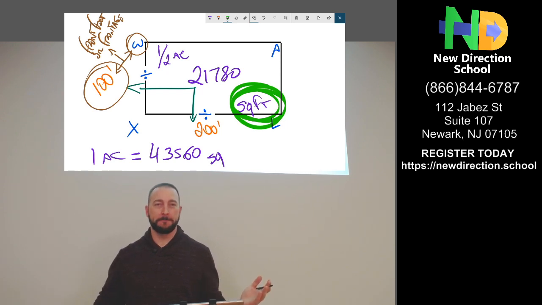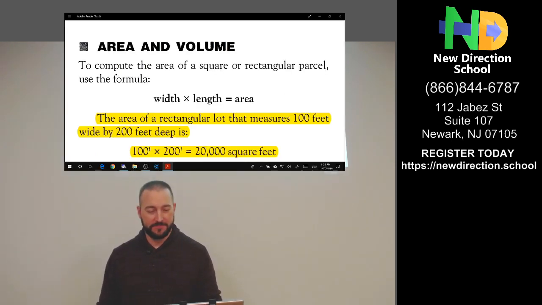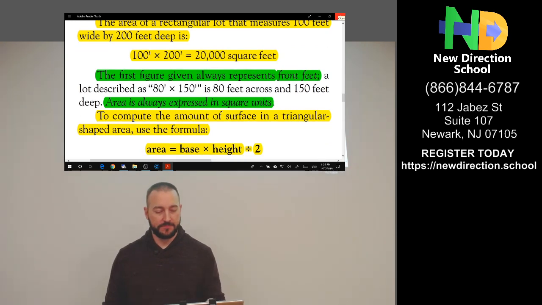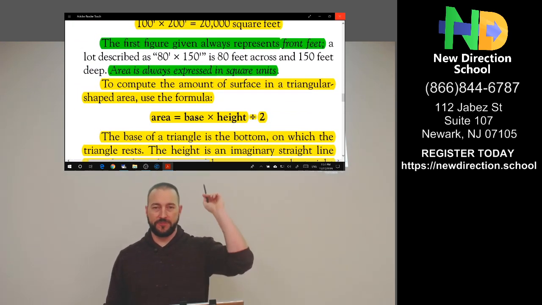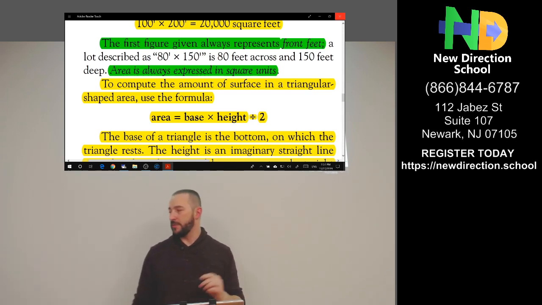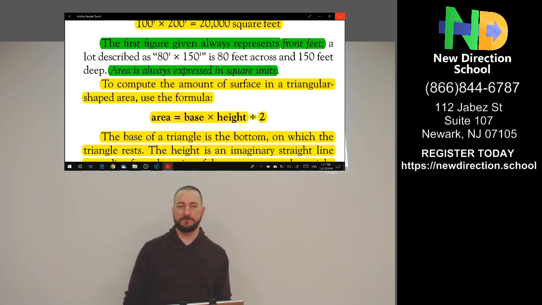Process works, right? Okay. Steering wheel, rectangle, same thing. Please highlight exactly as it is here. We already said that first figure is always front feet. We already said that area is always expressed in square units.